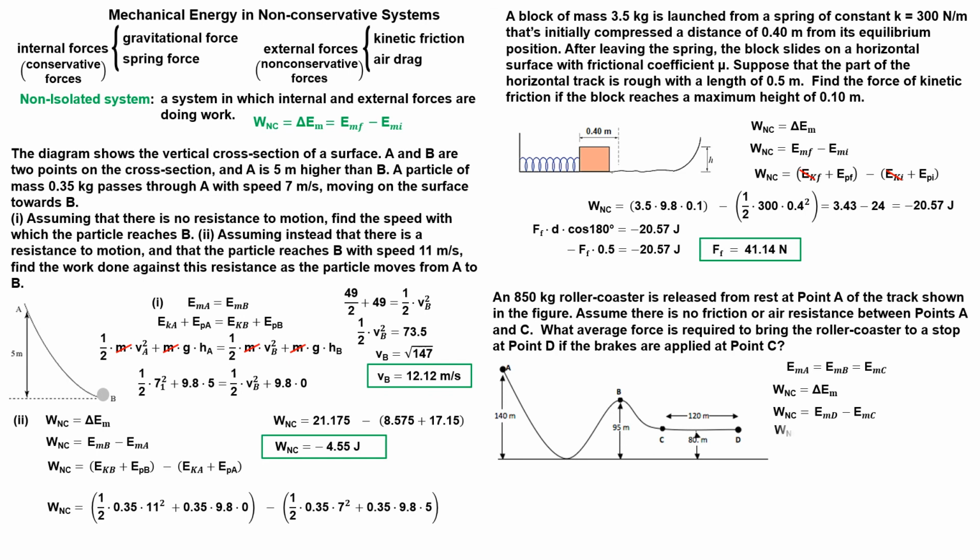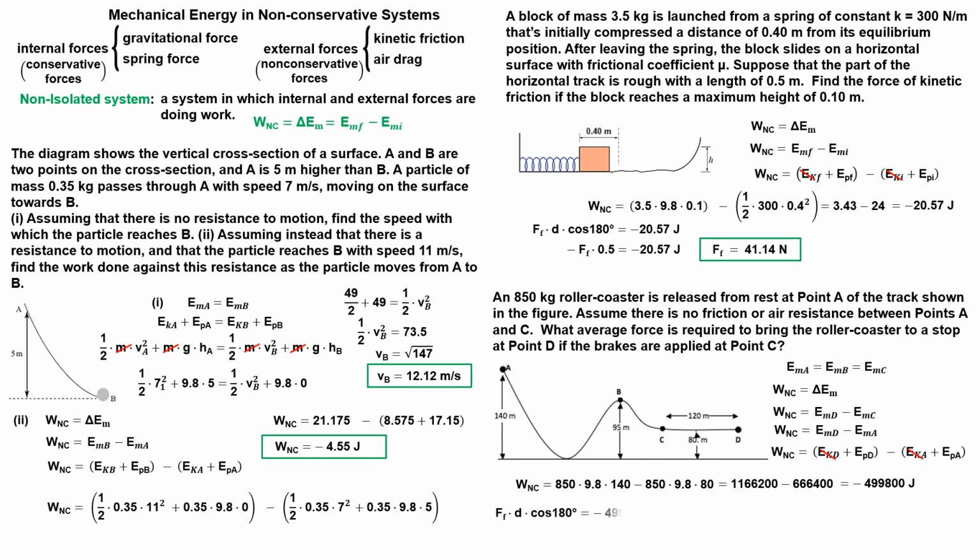At point A, the kinetic energy is zero. There is only gravitational potential energy. At point D, the kinetic energy is also zero, but there is still gravitational potential energy. The work done by kinetic friction is always negative and equal to force times displacement times cosine of 180 degrees.